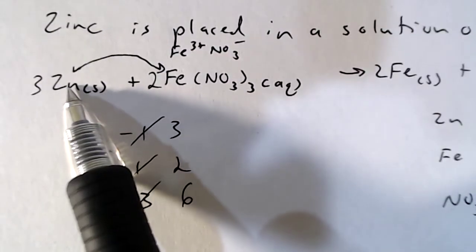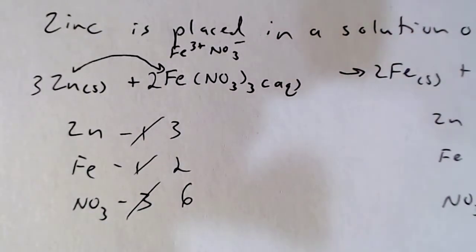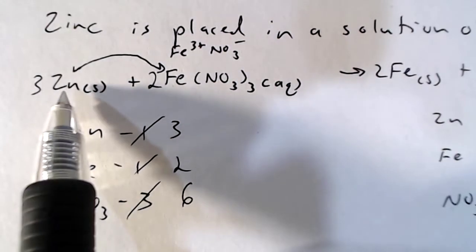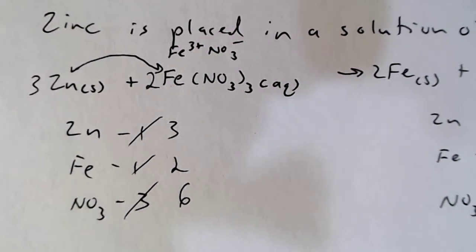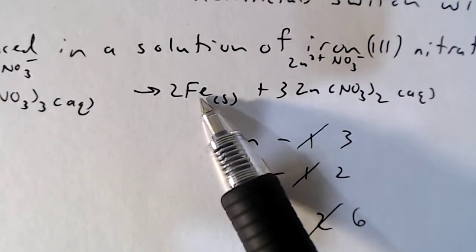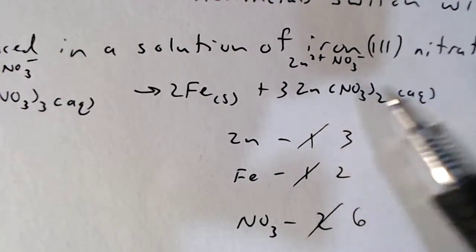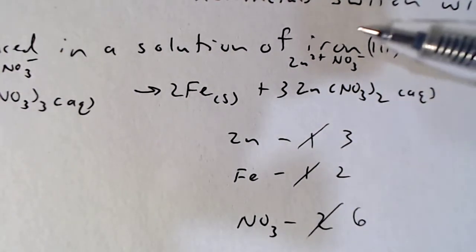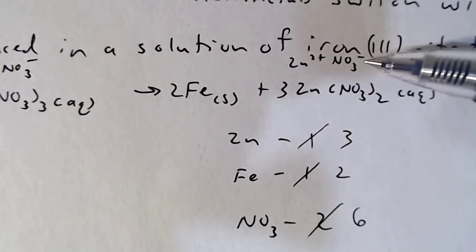So metals will switch places with metals. Now instead zinc is going to be hanging out with nitrate ions. And then iron is going to be all by itself after the reaction is complete. So iron is over here by itself, and then zinc nitrate is formed. Zinc is going to hang out with nitrate ions.